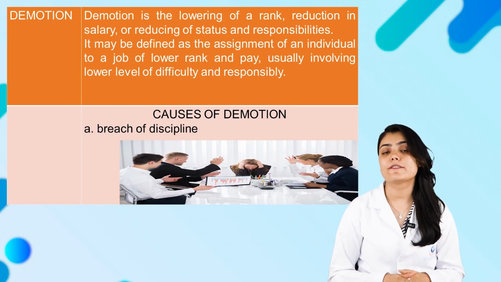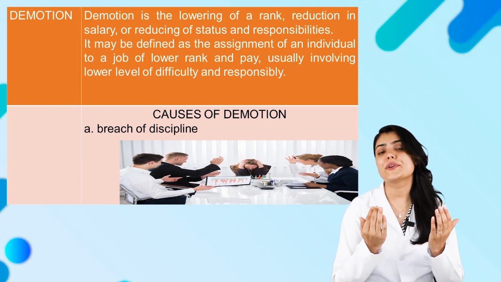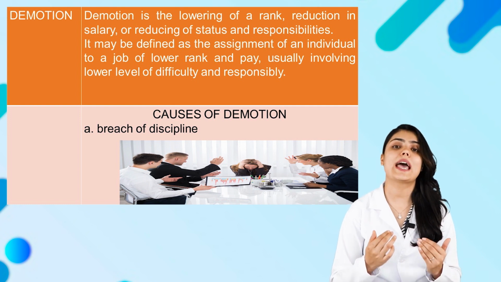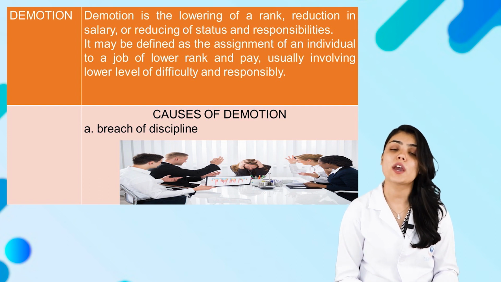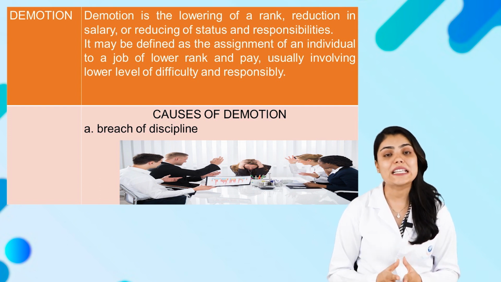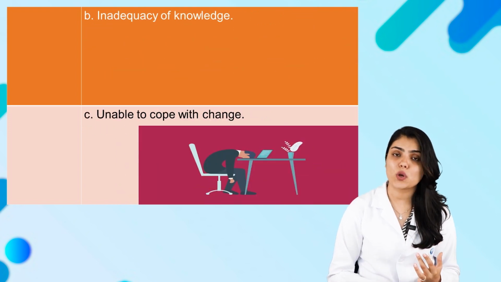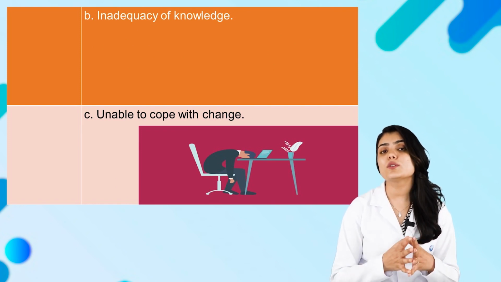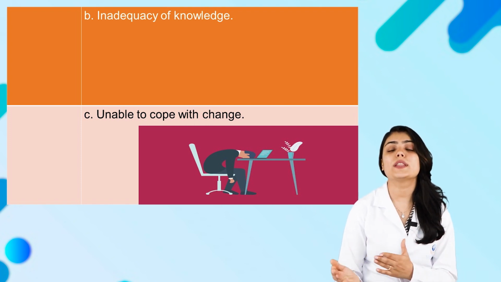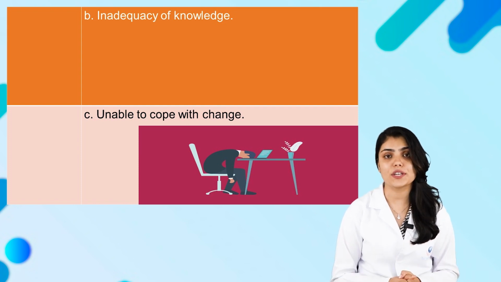And finally, the last function of the human resource department is demotion. Demotion is the process of lowering the rank, responsibility, as well as the pay of an employee. This may be as a result of poor performance of the employee. It can also be because of a breach of discipline by the employee as a punishment. The demotion of the employee may be because of inadequacy of knowledge. It may also be because the employee is unable to cope with the given responsibilities and the changes that happen within the organization. So these are all the functions of human resource management.